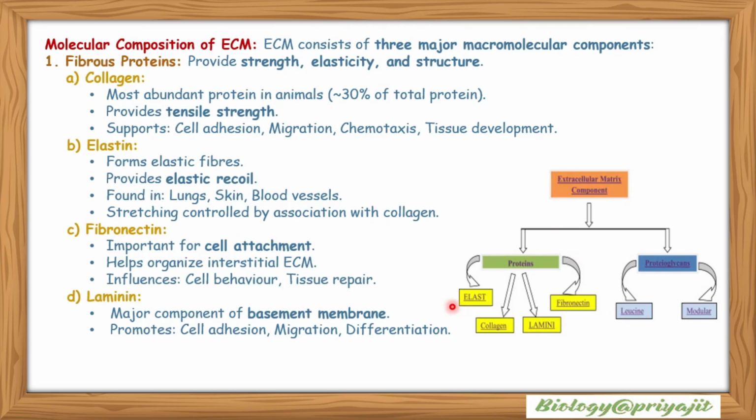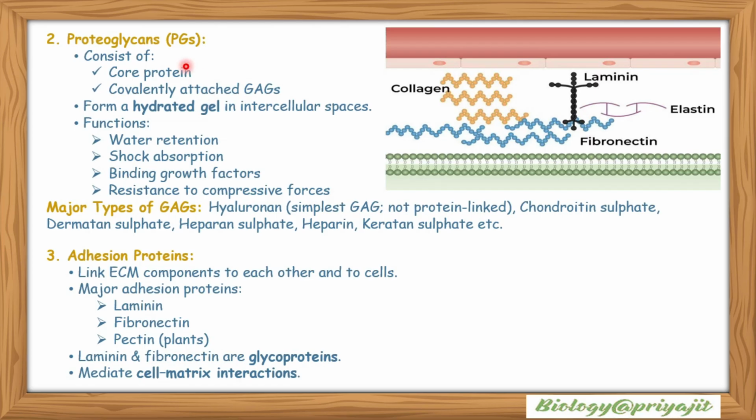The image showing the various ECM components, various proteins like elastin, collagen, laminin, fibronectin and proteoglycans like leucine or modular components, etc. Proteoglycans also consist of a core protein covalently attached to glycosaminoglycans. They form a hydrated gel in the intercellular spaces, that means in between two adjacent cellular spaces. Its functions include water retention, shock absorption, binding growth factors, resistance to compressive forces.